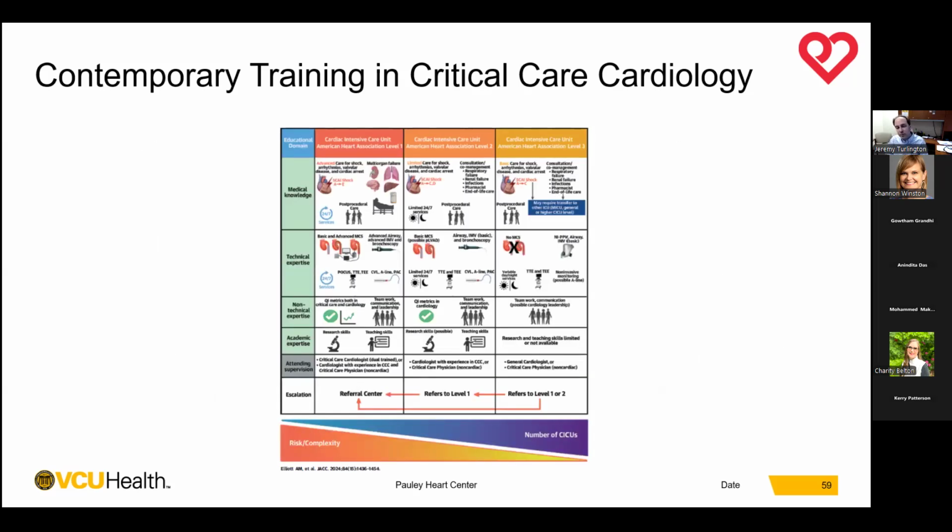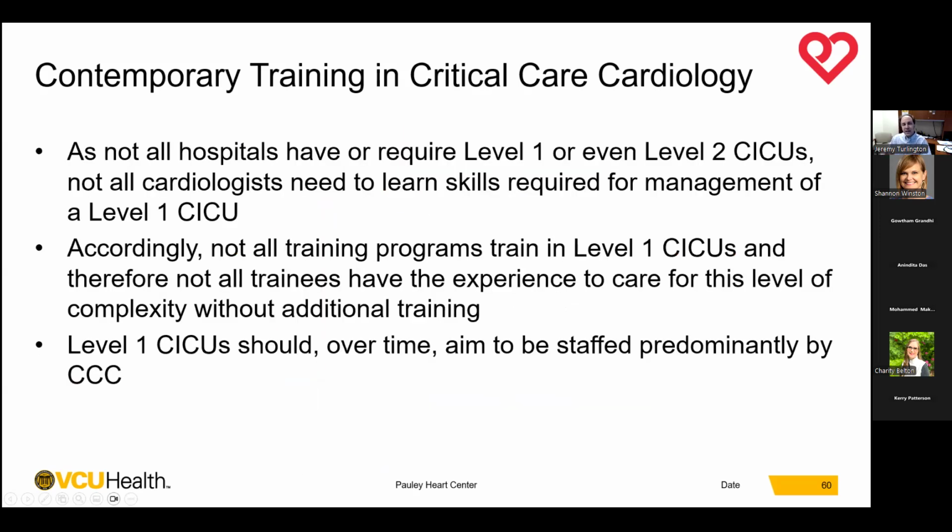Some of these pictures are a little busy, but this is now trying to talk about what are we needing to train. And this working group used the tiers of CICU to talk about what training is needed, with the idea being level 1 is just a picture format of what we already talked about. If you're going to work in a level 1 CICU, they would recommend training for being COCATS level 3 with an extra year of training on top of cardiology fellowship.